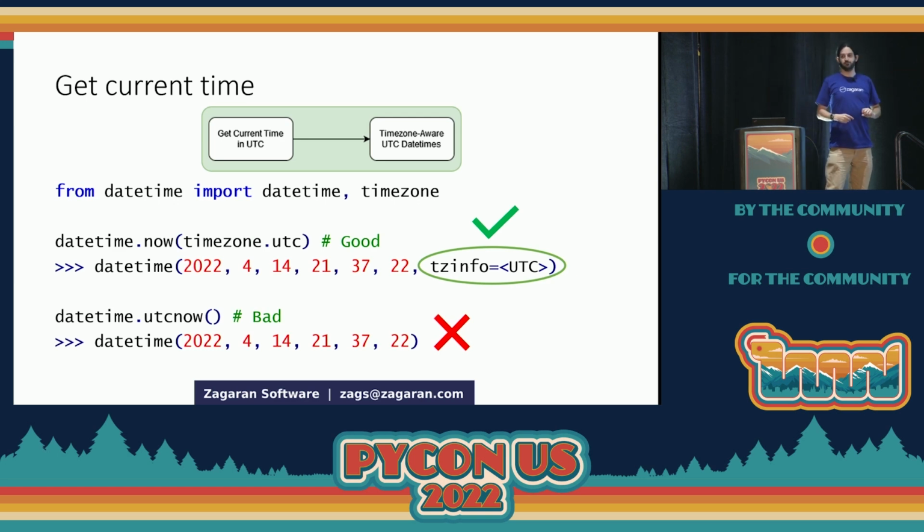Surprisingly simple. All you have to do is pass the UTC time zone as an argument to datetime now. So datetime now, turns out it is the right function after all, you just have to use it right. Compare that to UTC now. They will give you the same value, but this first one will attach that time zone information so you're not running around with the extremely dangerous naive datetimes.